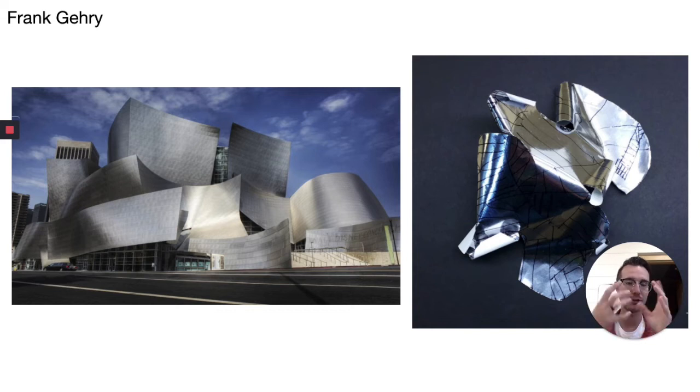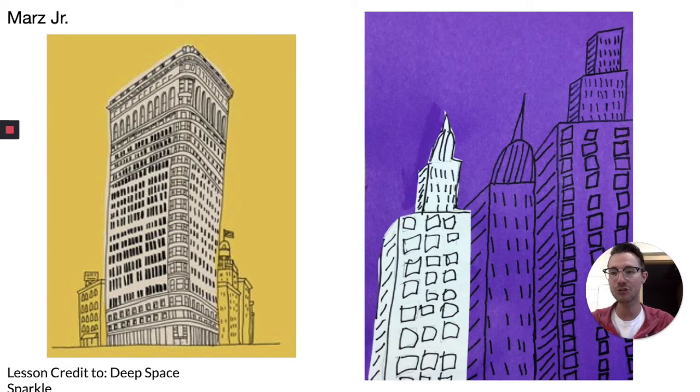So this is actually the first time I switched my students from saying something's 3D to telling them that thing has form. So that's kind of a new word to them. They know what 3D is, but I'm trying to start to shift them towards saying that has form, just trying to use that word instead. Now, Mars Jr., this is the one I got from Deep Space Sparkle.